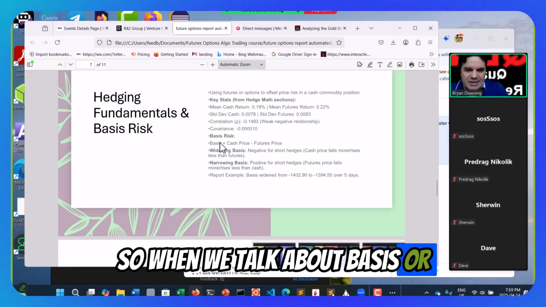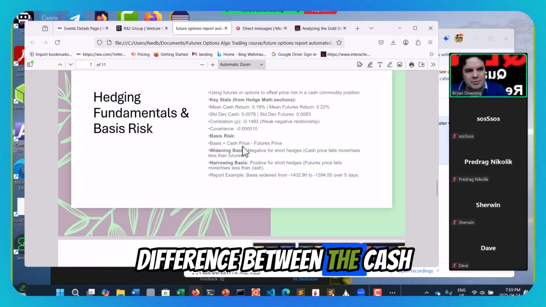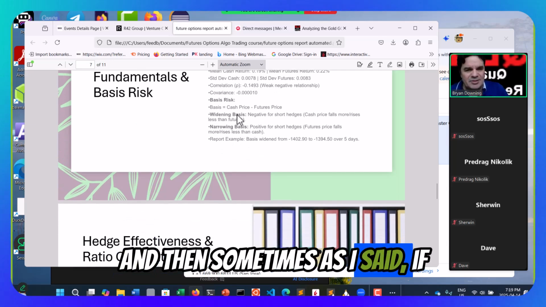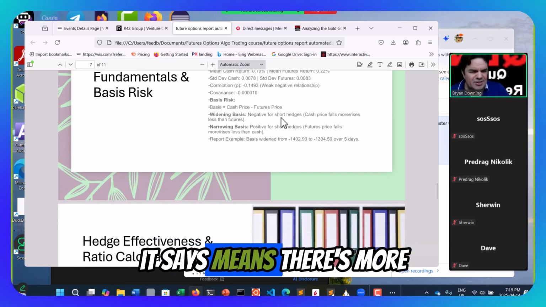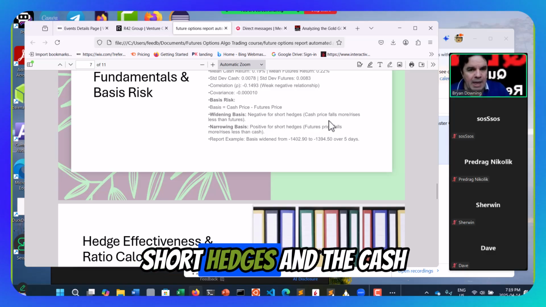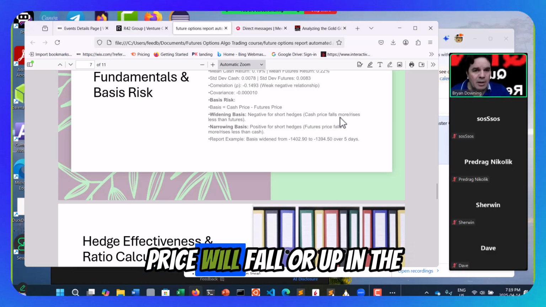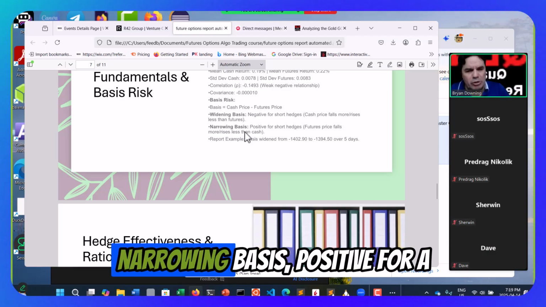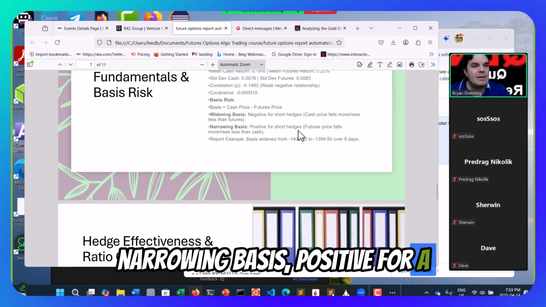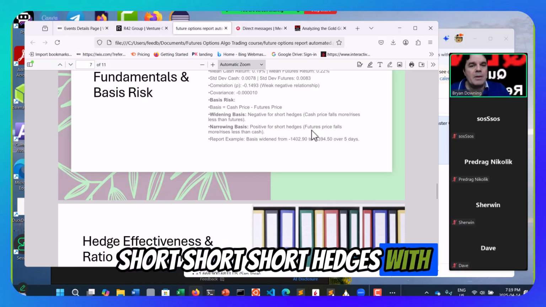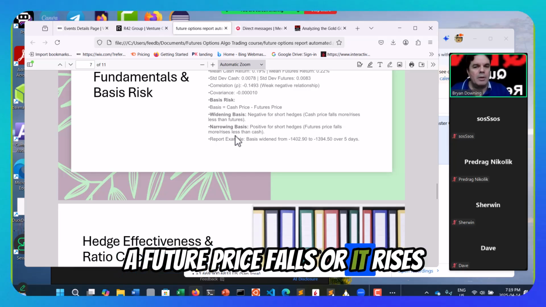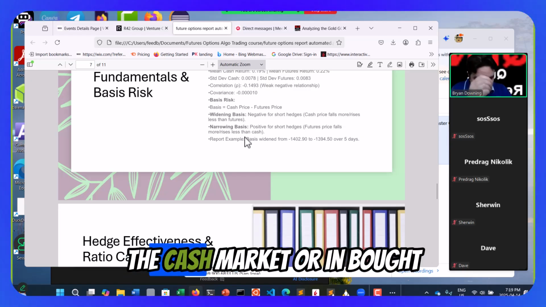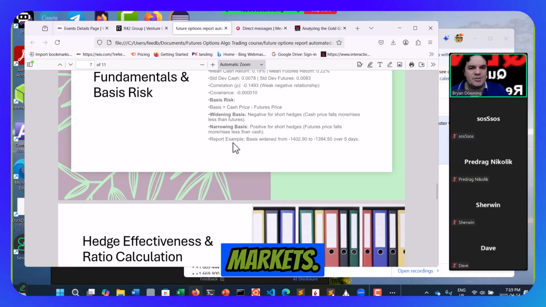So when we talk about basis or basis risk, we're looking at the difference between the cash price and the futures price. And then sometimes, as I say, if you have a widening basis, it means there's more short hedges and the cash price will fall or move up in the futures market. We have a narrowing basis, positive for short hedges, where the futures price falls or rises, meaning it goes down in the cash market or the spot market.